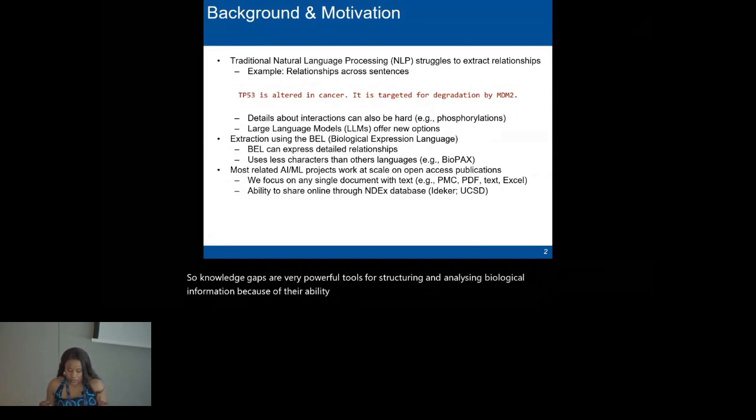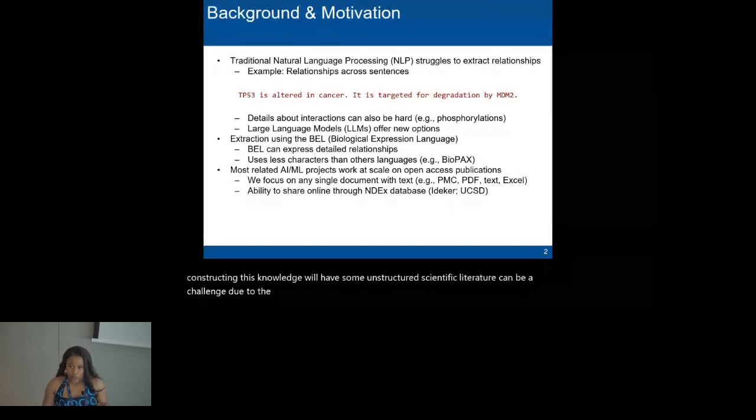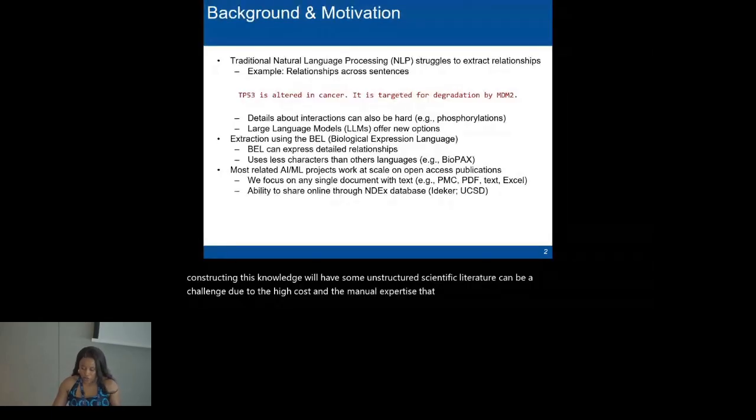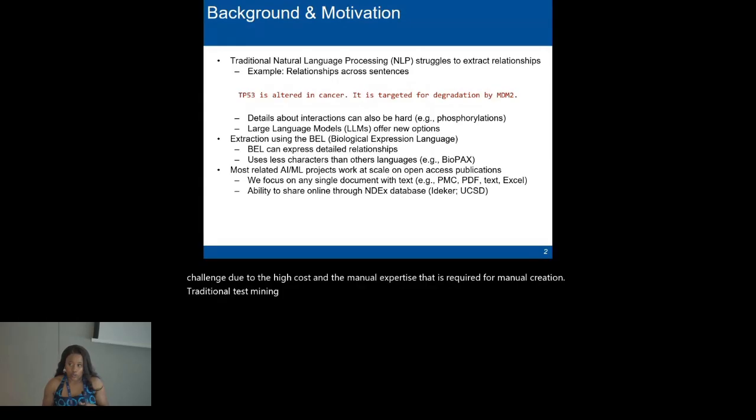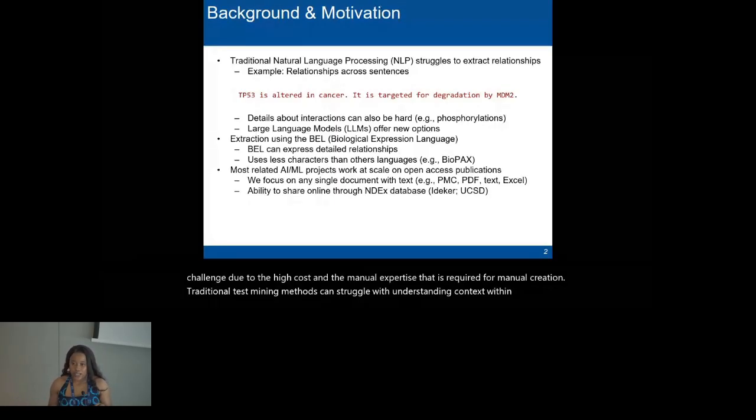intuitively represent data. However, constructing these knowledge graphs from unstructured scientific literature can be a challenge due to the high cost and the manual expertise that is required for manual curation. Traditional text mining methods can struggle with understanding context within sentences, as sometimes they lack the background knowledge that is required to infer relationships in sentences where the relationships are not directly spelled out.